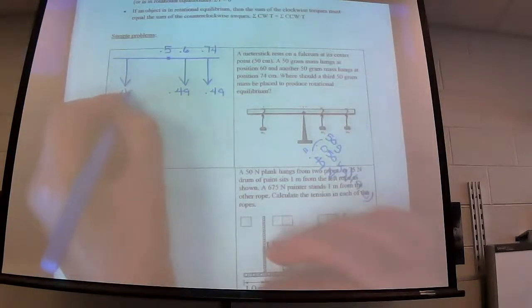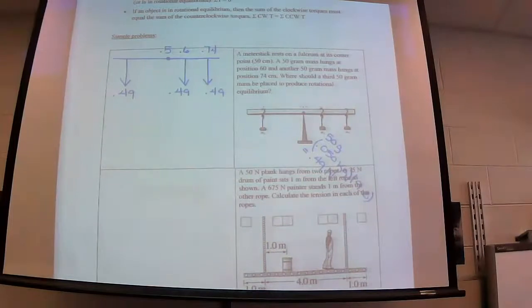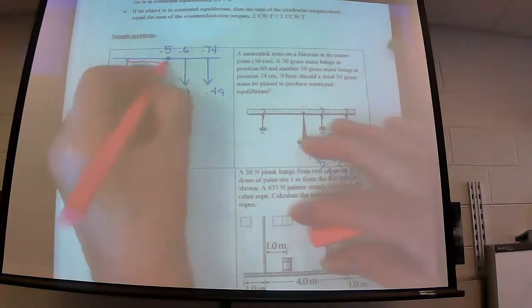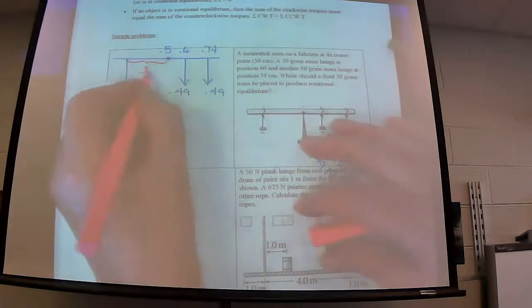0.49. But I'm not really sure where he goes. So what if we did this? I'll just go, like I don't know where to put it, so I'm going to call that L.